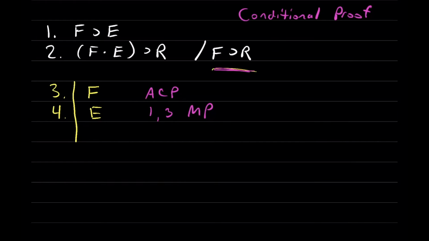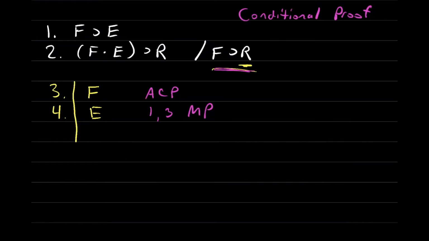So the goal now, just to reiterate this, is to get the consequent of this conditional, R, on its own line inside this vertical line. When we've done that, we can then discharge our assumption, close off that vertical line, and we will be able to write that conditional F implies R on its own line inside the proof.